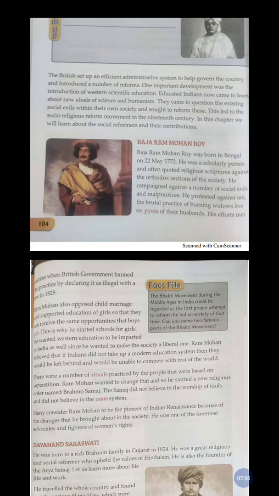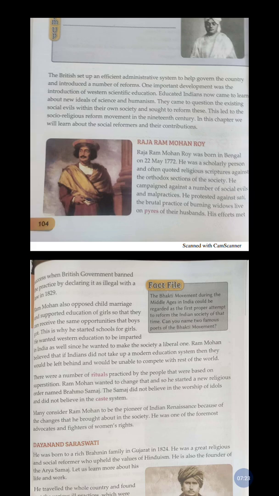For changing these rituals, what has he started? He started a new religion named Brahmo Samaj. The Samaj did not believe in the worship of idols and did not believe in the caste system. Now, an idol means a statue that people treat as a god.